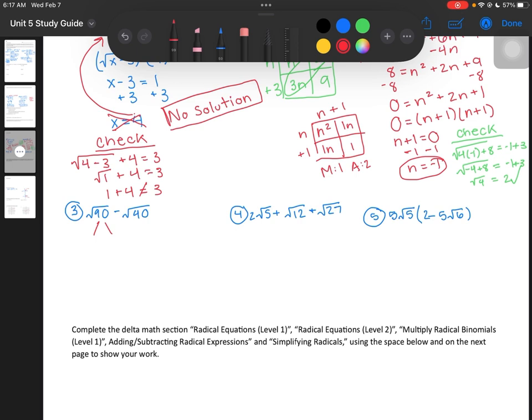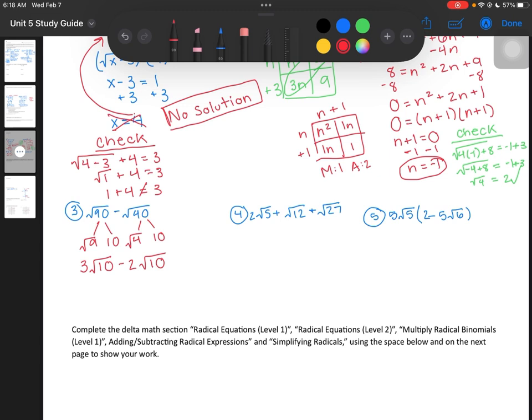So I want to think of two numbers that multiply to 90, where one is a perfect square. The first one that comes to mind is 9 and 10. So when I take the square root of 9, I get 3. That becomes on the outside. And then square root of 10 stays on the inside. I'm going to do the same thing with 40. Think of two numbers that multiply to 40, where one is a perfect square. I think of 4 and 10. So the square root of 4 is 2. So 2 comes on the outside.